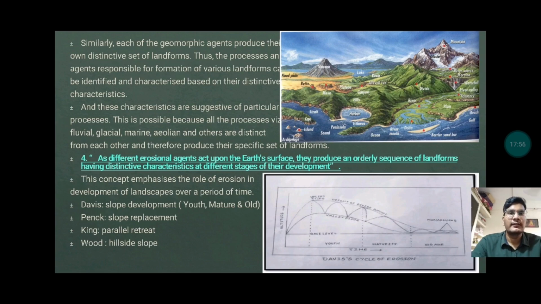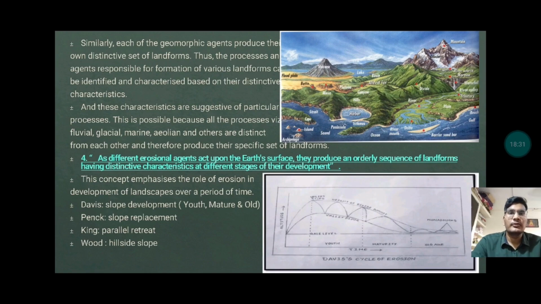For example, Davis conceptualized in the early 20th century the river cycle of erosion, where he categorized it into three phases. One is the youth phase, where the intensity of the river is very high. Its main work is valley deepening, creating V-shaped valleys, canyons and gorges.